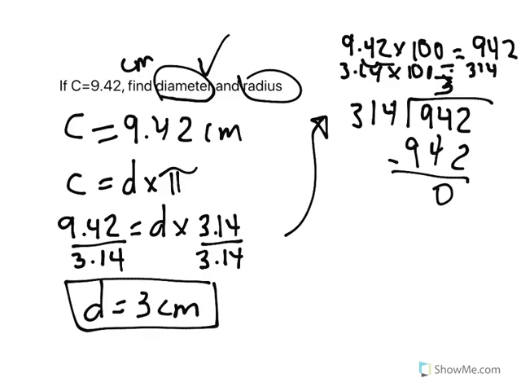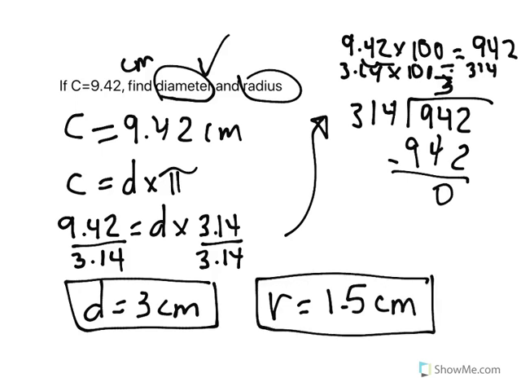Now the radius. For the radius, you need to remember that the diameter is double the radius. So to find the radius, just need to divide it by 2. So my radius is going to be 3 divided by 2, that's 1.5 centimeters. And here we go. That's my final answer for this problem.